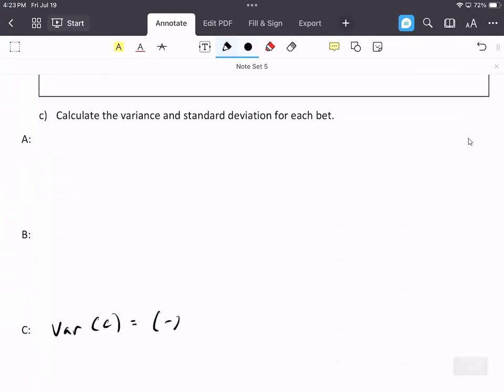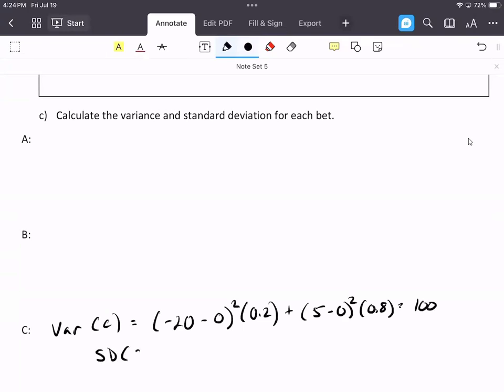So we're going to take that minus 20. We're taking one of the values, subtracting the expected value, which is 0, squaring it, and multiplying by the probability of that happening. We're also going to do the same thing with the 5 and multiply that by the 0.8, and you end up with 100. So that's the variance. But remember, standard deviation is the square root of the variance. So we get the square root of 100 here, and that is 10.